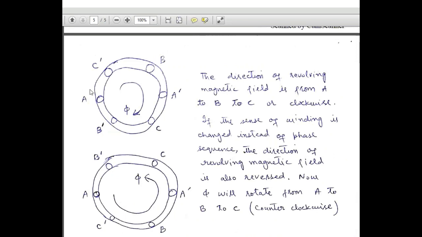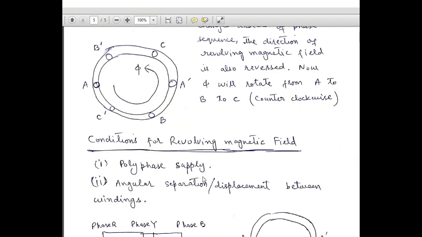So for example, we have the same phase sequence A, B, and C of the supply, but if we change the sense of winding, so this is A, this is B, and this is C, the direction of magnetic field is clockwise. If the sense of winding is this A, C, and B, now it will become this is A, this is B, and this is C. Now it will become counterclockwise. So both these methods can be adopted to reverse the direction of magnetic field.